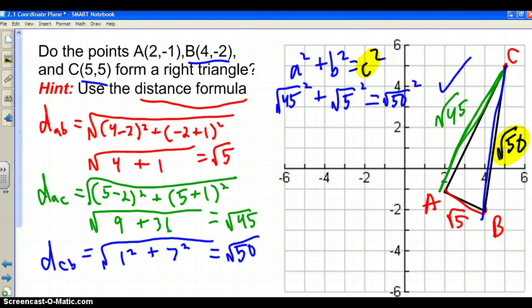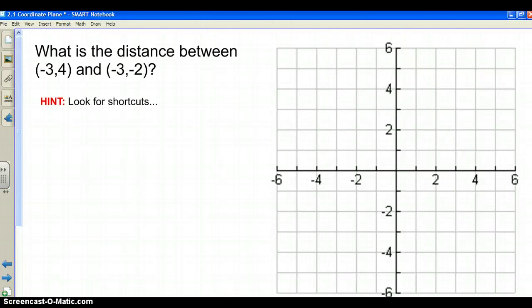And that statement is true. 45 plus 5 is 50, and so that works. So we proved it was a right triangle.